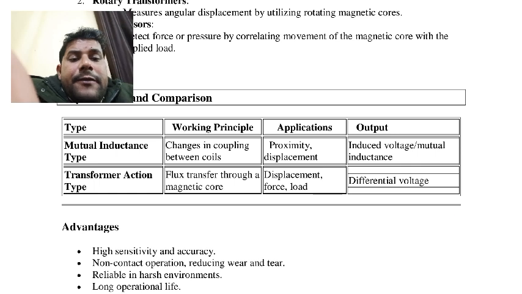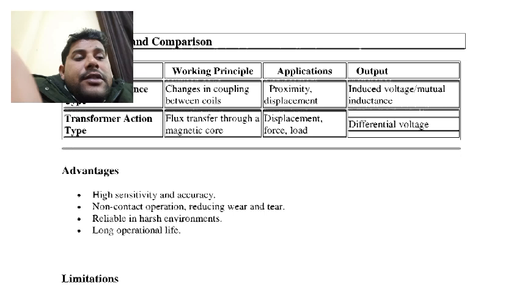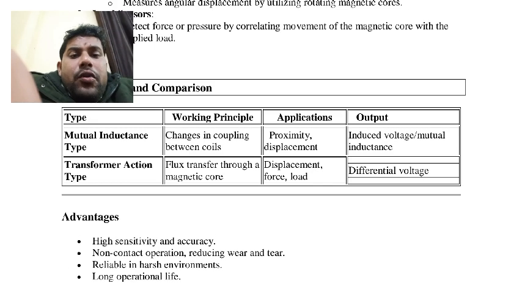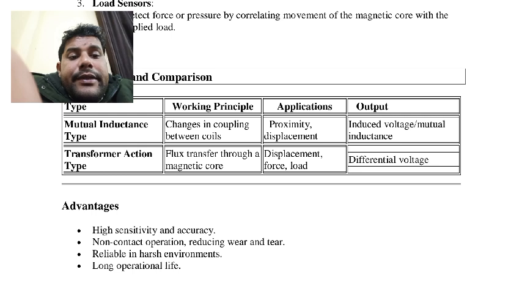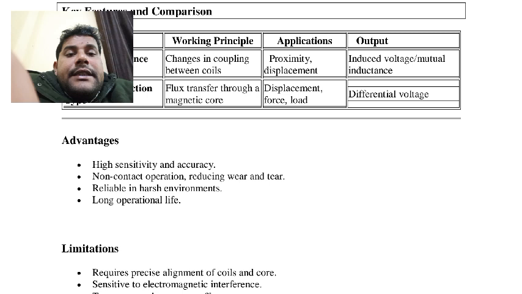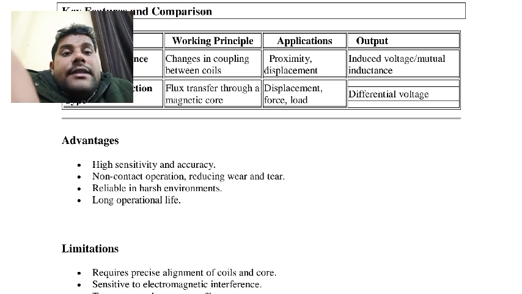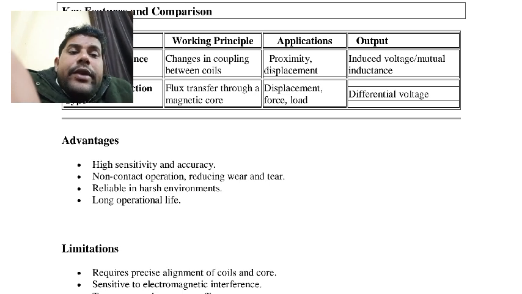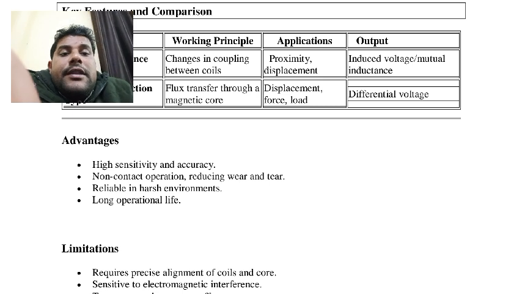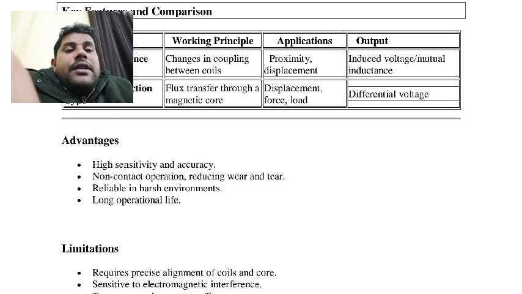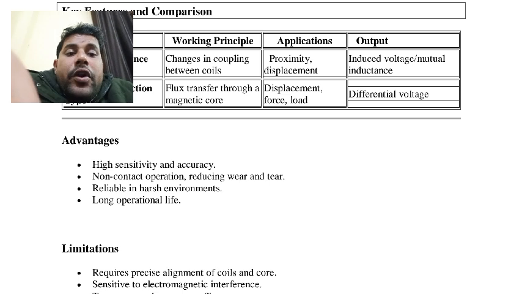We can see here, what is the advantage of the mutual inductance type? First, high sensitivity and high accuracy. What is the definition of sensitivity? Change in output due to change in input. Sensitivity is very high because a small change in input produces a large change in output. Second, accuracy is also very high. Accuracy is the degree of closeness between the measured value and the true value. Both accuracy and sensitivity must be very high. Second, non-contact operation reduces wear and tear.